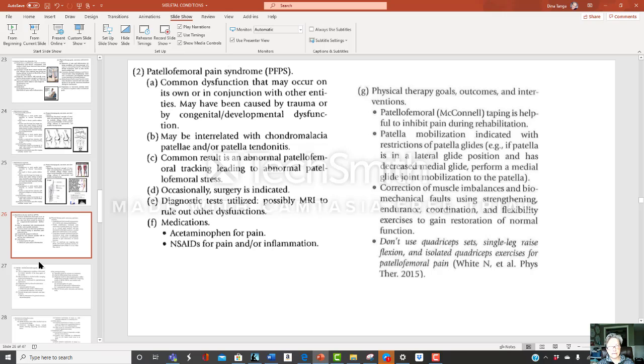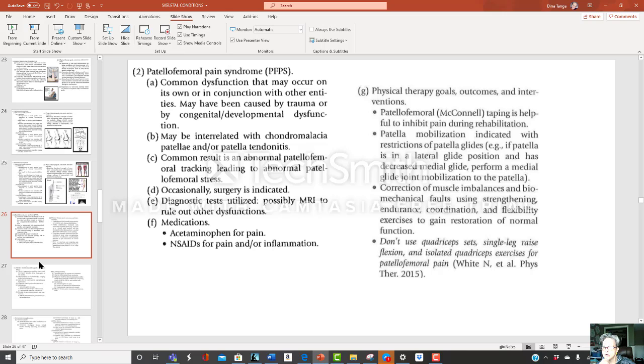Occasionally, surgery is indicated. Diagnostic tests include possibly an MRI to rule out other dysfunctions. Medications include acetaminophen for pain, NSAIDs for pain and/or inflammation. Physical therapy goals, outcomes, and interventions.